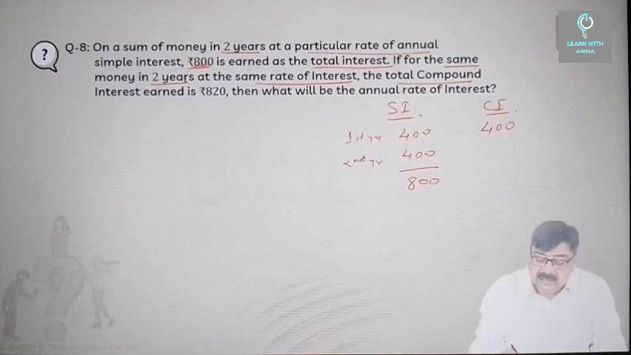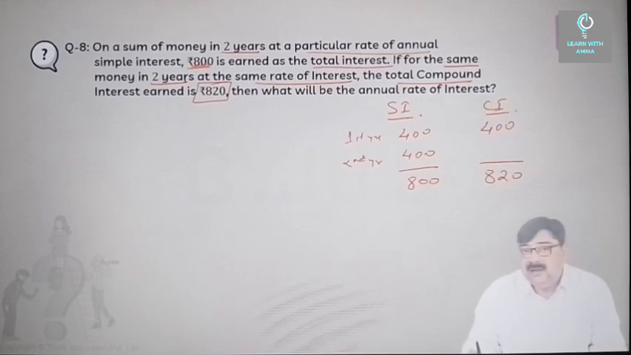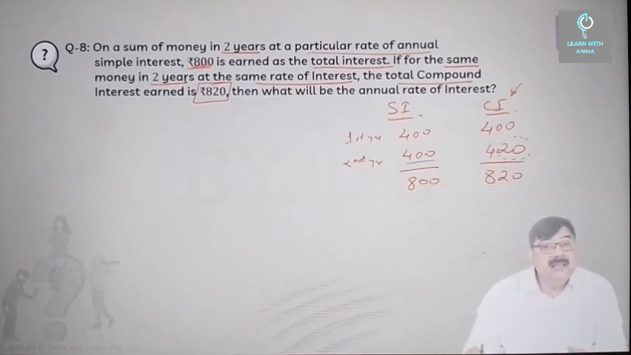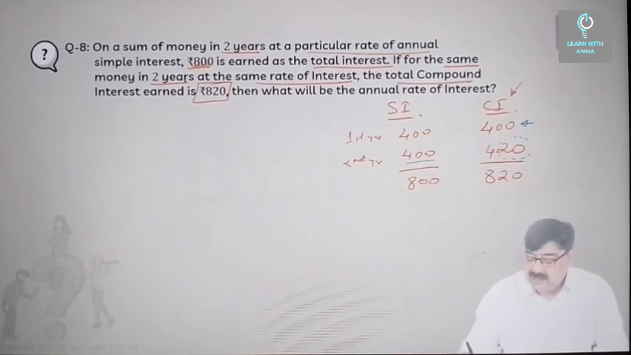Total compound interest earned is rupees 820. So total is 820. So how much interest is being earned in the second year with respect to compound interest? This has to be 420. Now, here we are getting this 20 rupees extra when compared to the simple interest. Now, what is this 20 rupees extra? This 20 rupees extra is the interest charged on the interest obtained in the previous year. In the previous year, what was the interest obtained? 400 rupees. So on 400, this 20 rupees is obtained as the extra interest.